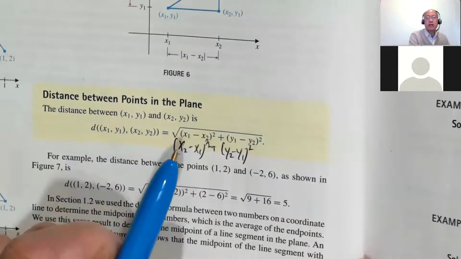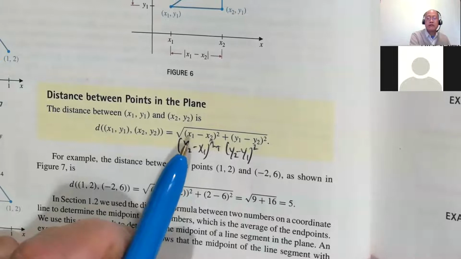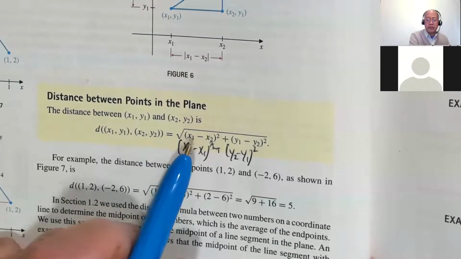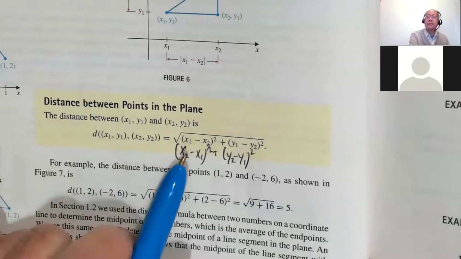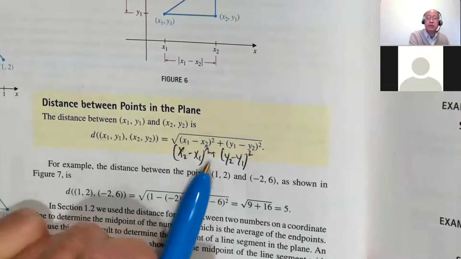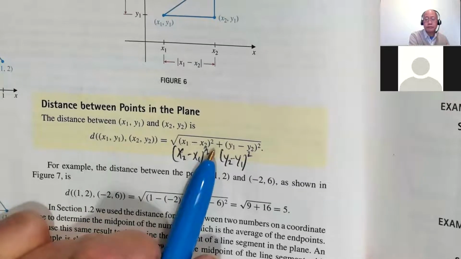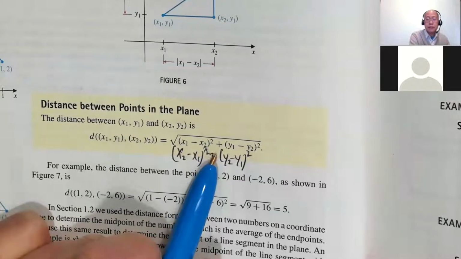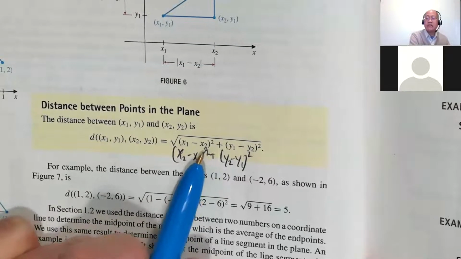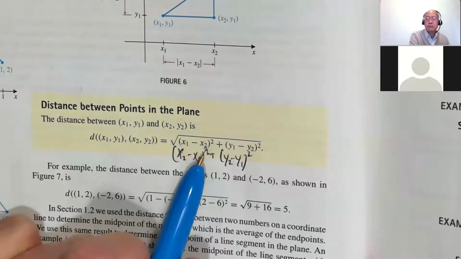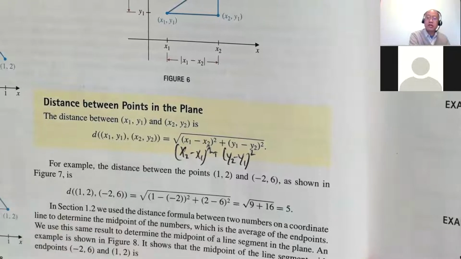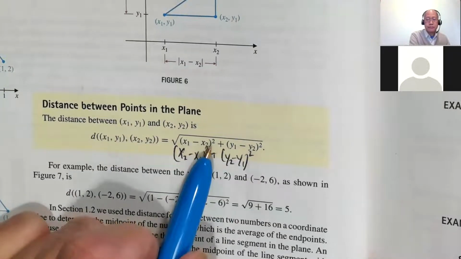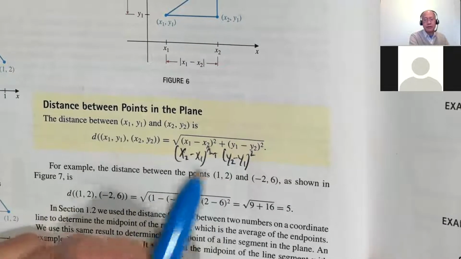Like, suppose you have 3 minus 4. What's 3 minus 4? Negative 1. If I switch it around, 4 minus 3, that's positive 1. But in either case, when you square it, you get the same thing, 1. Right? How about like 10 and 5? 10 minus 5 is 5. 5 minus 10, switch it around, is negative 5. But in either case, when you square it, you get 25. So you can put it like this, but I'm going to go with this mostly.